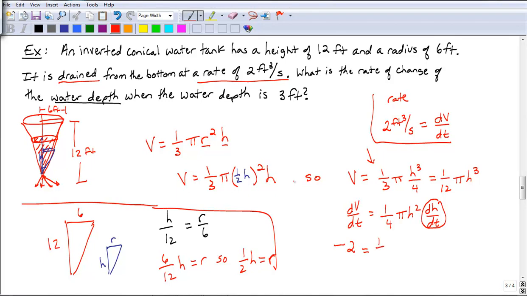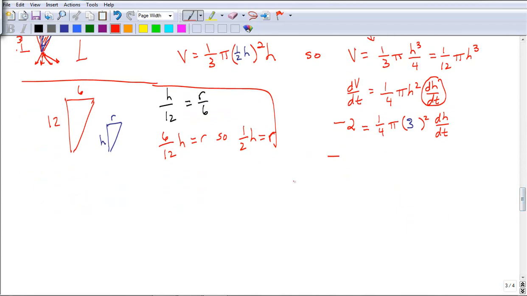1/4 pi. In this case, my height, let's see, what would the height be? Well, the water depth is 3 feet. So if the water depth is 3 feet, that's what the height would be. Because the height is how deep from the bottom the water is. So I can replace my h with 3 for 3 feet. And I can solve this for dh dt. I get -2 equals 9 over 4 pi dh dt. So I get -8 equals 9 pi dh dt, and dh dt is -8 over 9 pi.